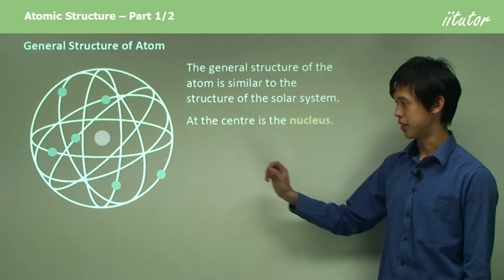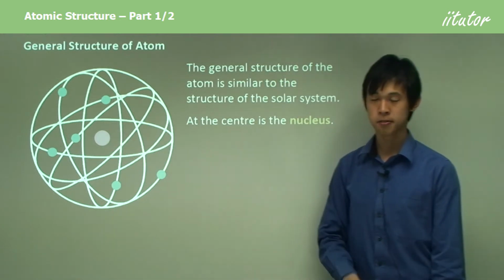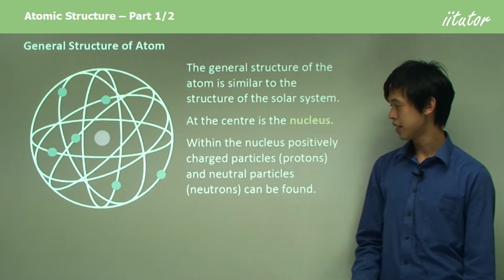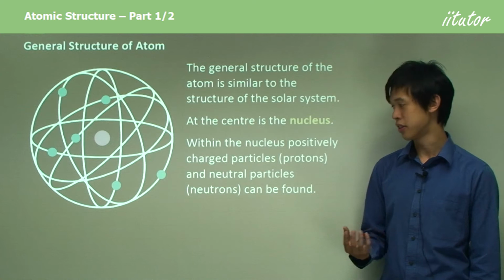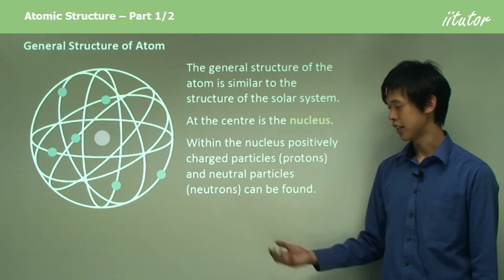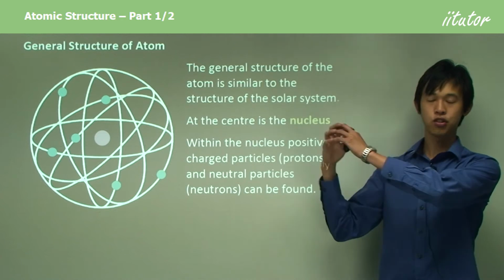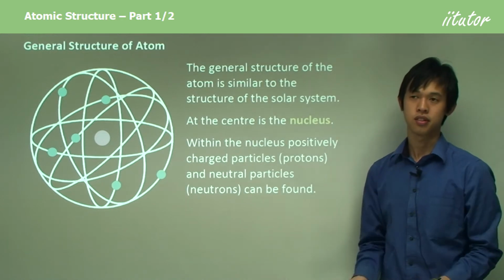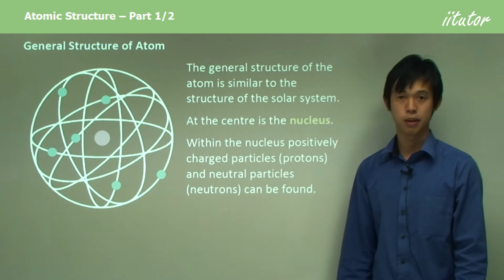So at the center is the nucleus. That pink dot is the nucleus. And within the nucleus, positively charged particles called protons and neutral particles called, obviously, neutrons, so it kind of makes sense, can be found. So this central nucleus has protons and neutrons. And I think we've known that for a fairly long time now.